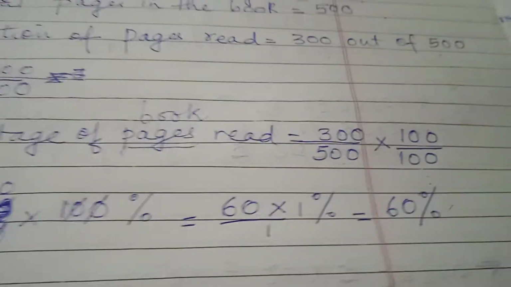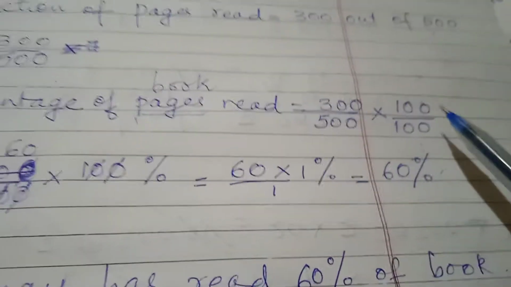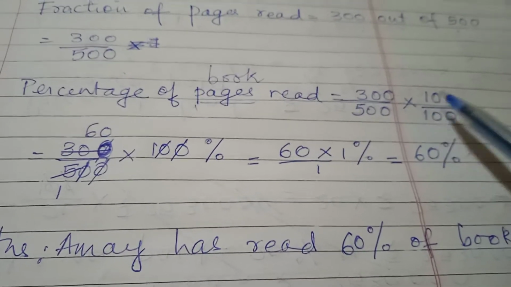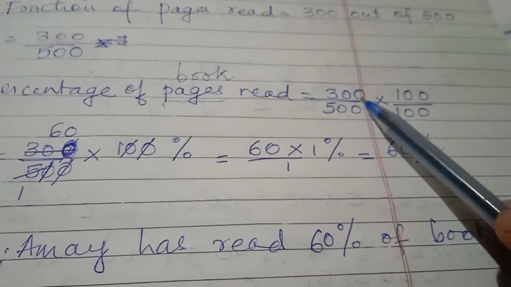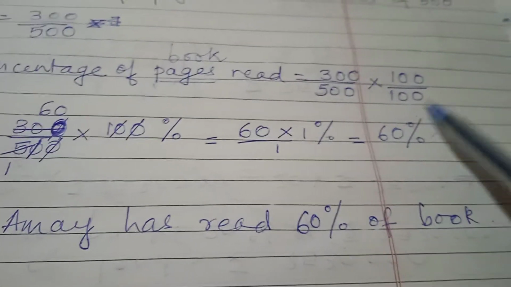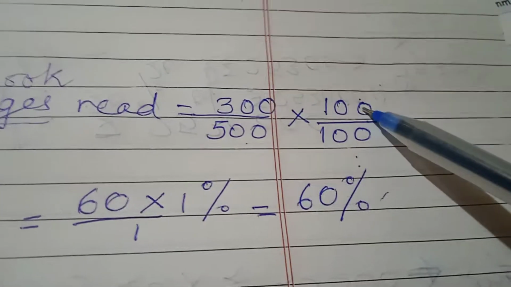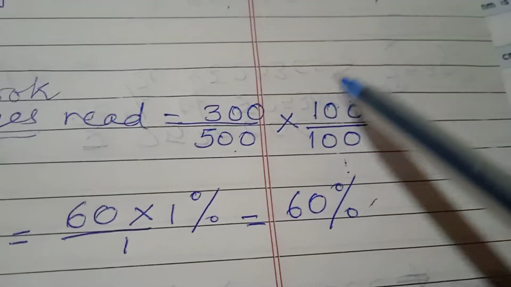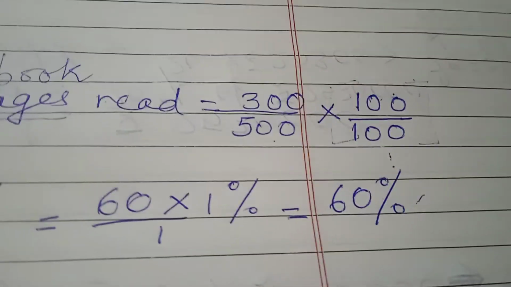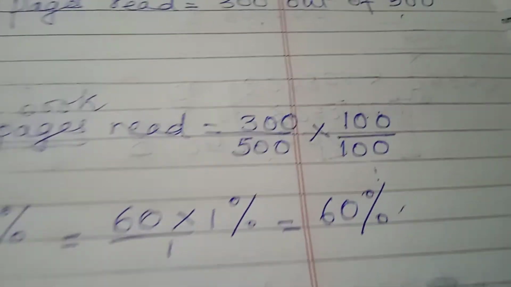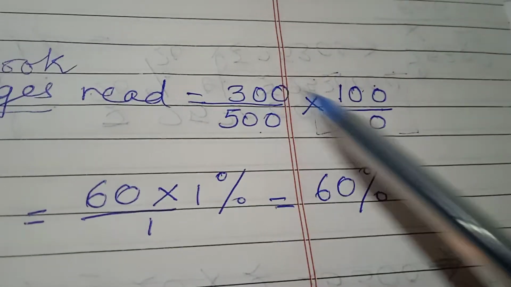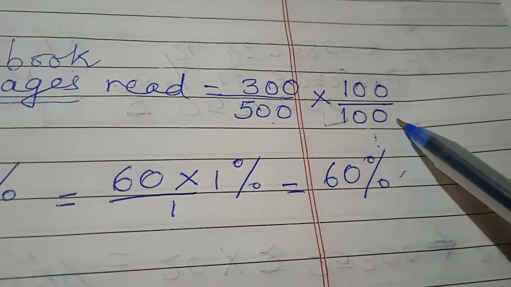So I think now the concept is quite clear that when we need to convert into percentage, we have to multiply the fraction by 100%. 100% actually means 100 by 100. This I just wrote in order to make you understand what 100% means. But we need to keep the 100 which is in the denominator. Only then can this number be converted into a percentage.